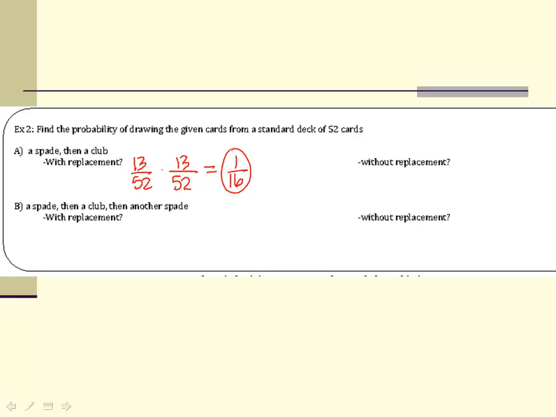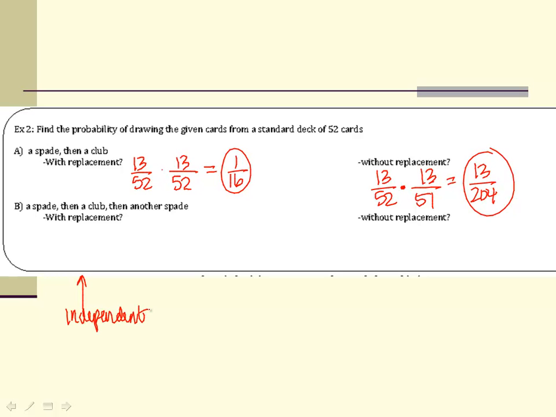Well, what happens if I don't replace? I first pick a spade, 13 out of 52. If I assume I pick the spade, I now only have 51 cards in the deck. But if I pick a spade, there are still 13 clubs. Okay? Again, I get a probability. I reduce that fraction to 13 out of 204. With replacement, again, means independent. Without replacing means dependent. And you'll notice again, my second denominator is different than my first, which means it got affected.